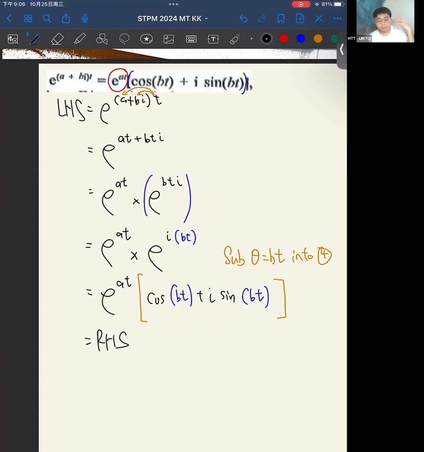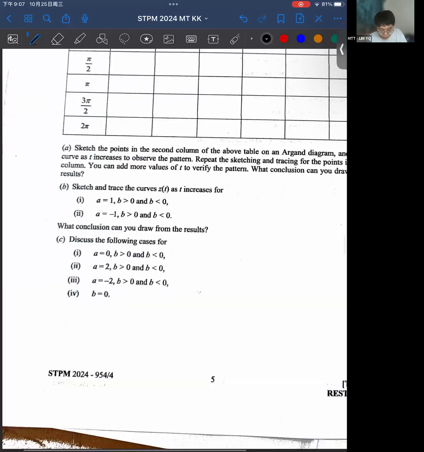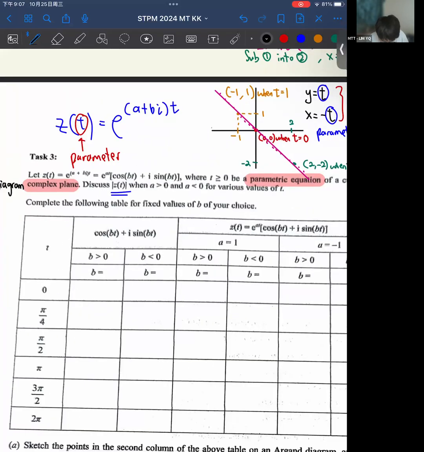Anyway, this is just for your reasoning only. Why is the right hand side equal to the left hand side one? Okay, now we will continue to do this one.